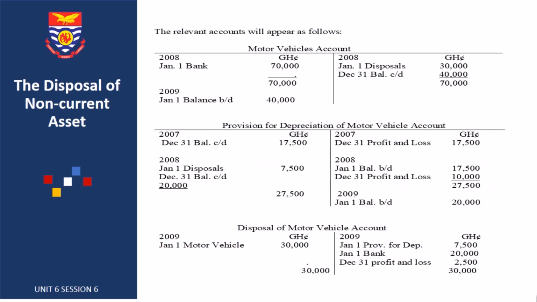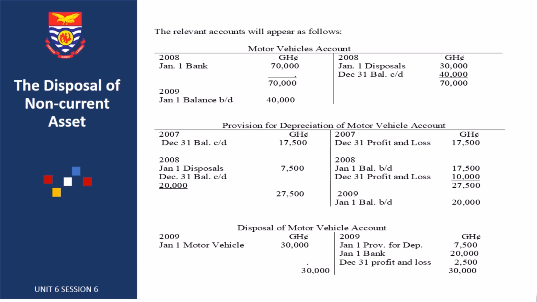Disposal of the non-current assets. Upon disposal of the non-current assets, three accounts will be affected. One is the motor vehicles account in the statement of financial position, then the provision for depreciation of motor vehicles account, and the disposal of motor vehicles account. So the motor vehicles account will be debited with the cost of acquisition of the two assets, 30,000 and 40,000. So the bank account will be credited and the motor vehicle account will be debited. The sum of it is 70,000.